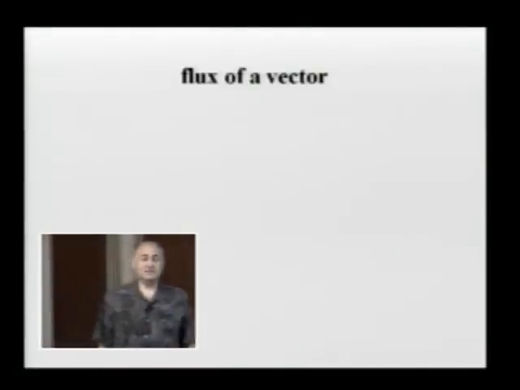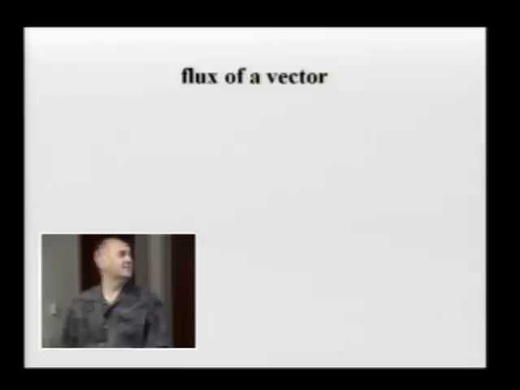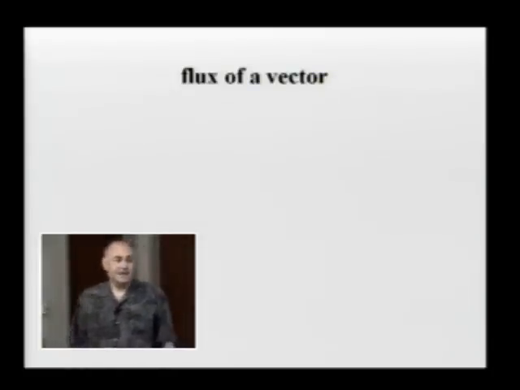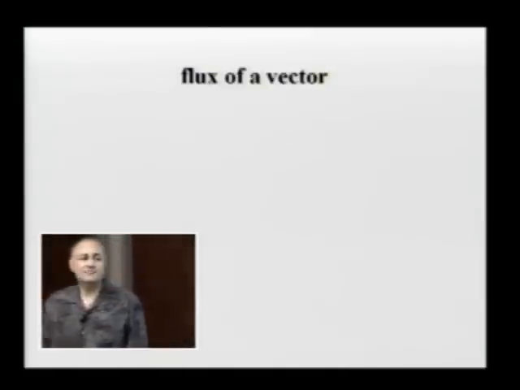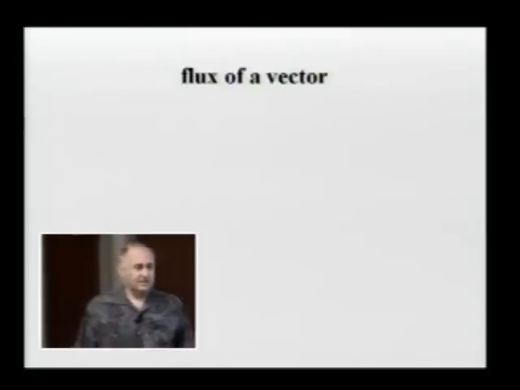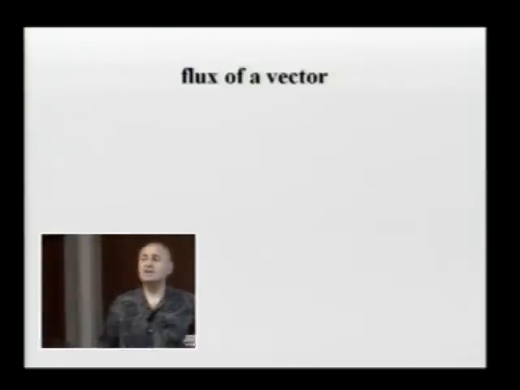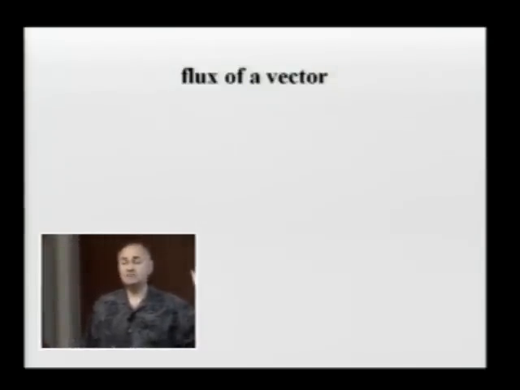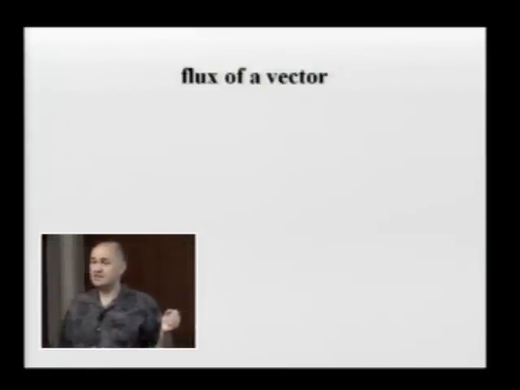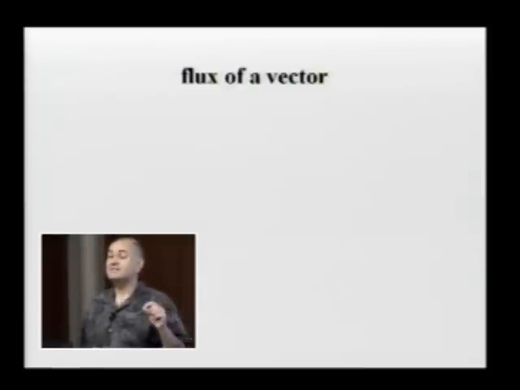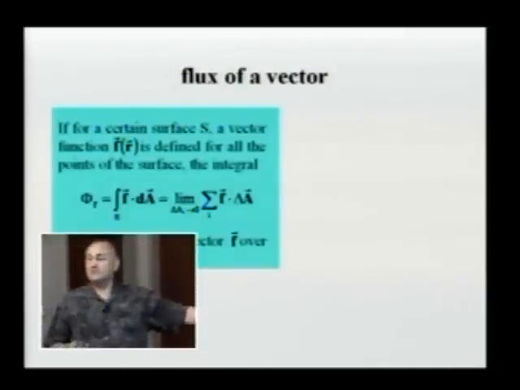Now, in order to comprehend the two Gauss's laws, we have to first learn what a flux of a vector is. And in a way, the construction is very similar to that of a line integral. We have to calculate the scalar product of a certain vector quantity, which is assigned to each point in space, and a certain vector which is associated this time with a surface element rather than a segment element. So the formal definition is here.